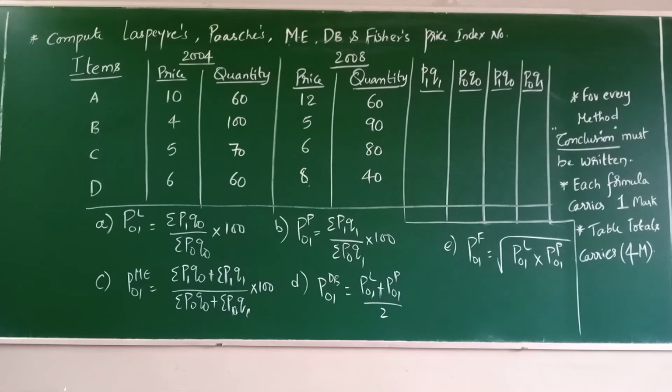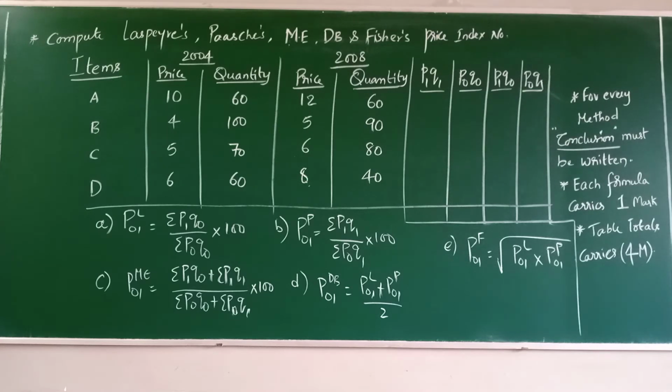Multiply both P0 and Q0: 10 into 60, 4 into 100, 5 into 70, 6 into 60. This way you will get the P0 Q0 total. And then coming to the third column, P1 Q0, which is current price multiplied by base quantity. See there: 60 into 12, 100 into 5, 70 into 6, 60 into 8. Again you will get the total of P1 Q0.